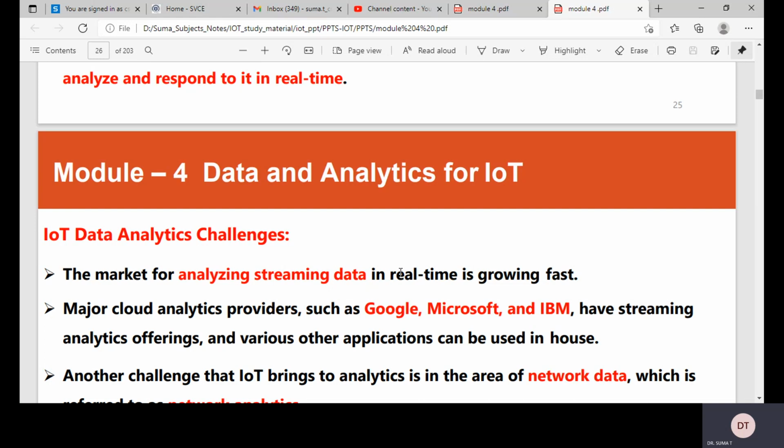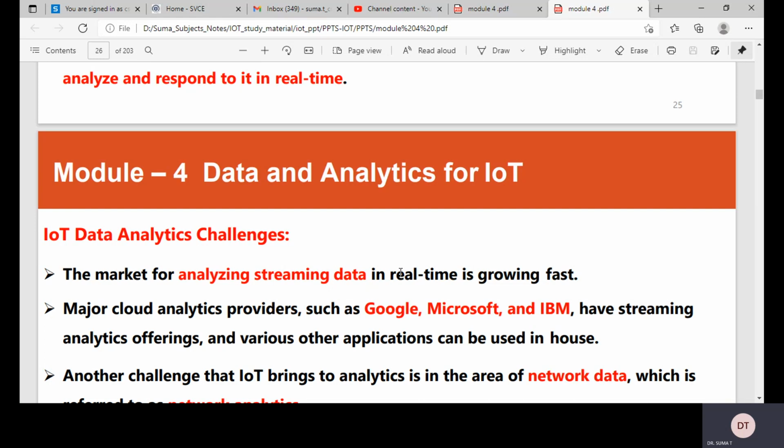Major cloud analytics providers such as Google, Microsoft, and IBM have streaming analytics offerings, and various other applications can be used in-house. So that is edge stream analytics, which we discussed in the previous sections.